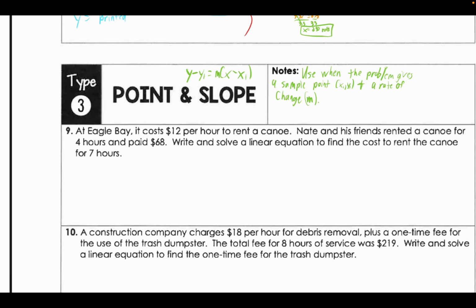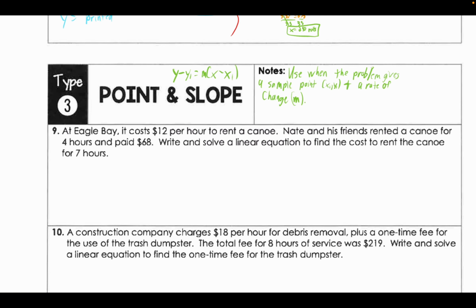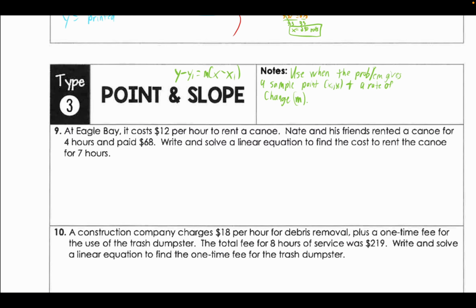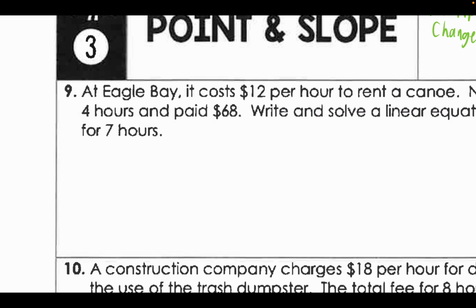So on number 9, at Eagle Bay, it costs $12 per hour to rent a canoe. Nate and his friends rented a canoe for 4 hours and paid $68. Write and solve a linear equation to find the cost to rent the canoe for 7 hours. So we need to know the variables here again, just like we do on each of these. So here, one of our variables would be hours, and that would be x. And the other variable, y, would be the amount of money that is paid.